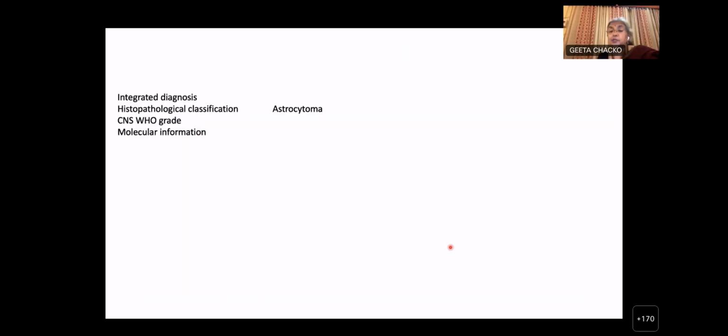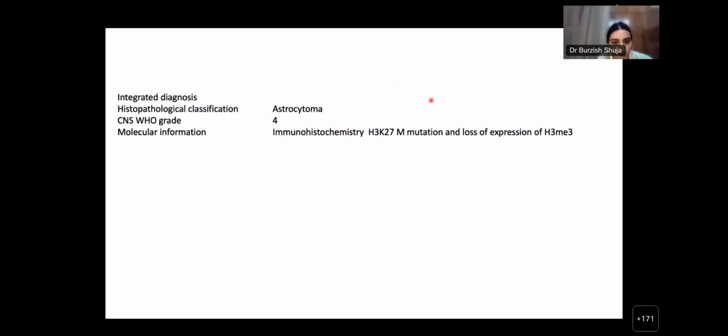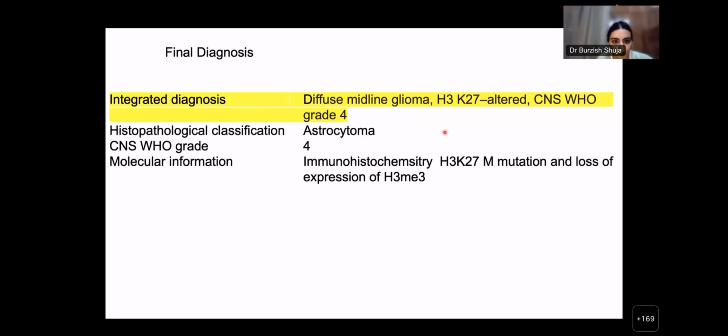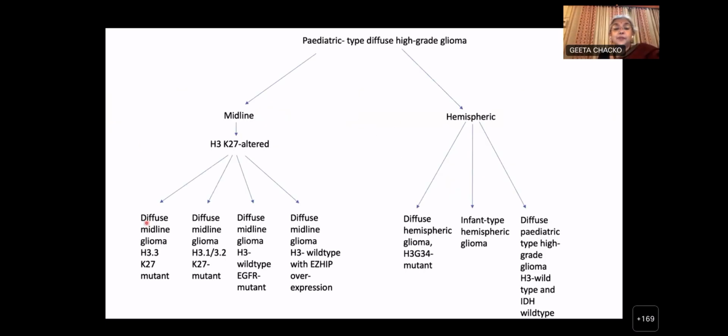So in this particular case, Burjesh, histopathological classification, it has an astrocytic morphology, right? Yes, ma'am. It's an astrocytic tumor. CNS grade is? Grade 4. Molecular information, what do you have? H3K27 altered. Yes, it has both the mutation and the loss of expression. We've done it by immunohistochemistry. So what would be your integrated diagnosis? Diffuse midline glioma, H3K27 altered, CNS WHO grade 4. Because you've got all the criteria fulfilled for this tumor. So that's about the midline gliomas.